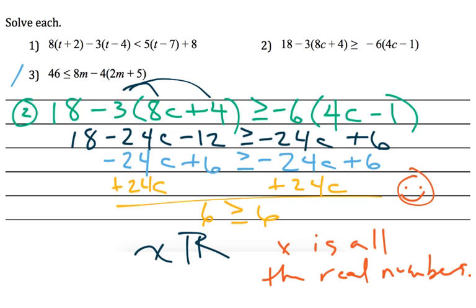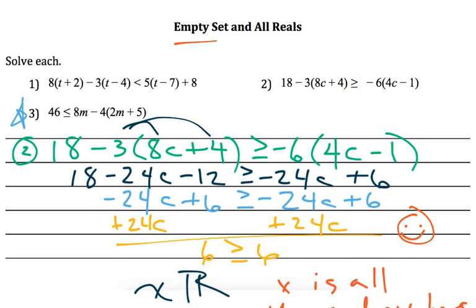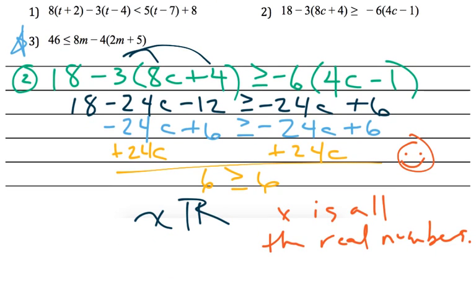Problem 3, make it an OYO and check it in Wolfram Alpha. So yeah, that's the empty set. Empty set meaning there's no solution, all the real numbers, where it can be anything. And that's usually where the variable disappears.